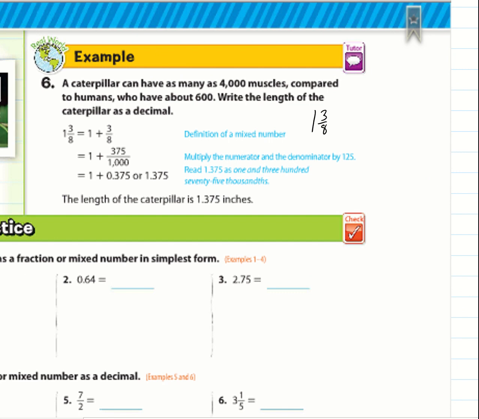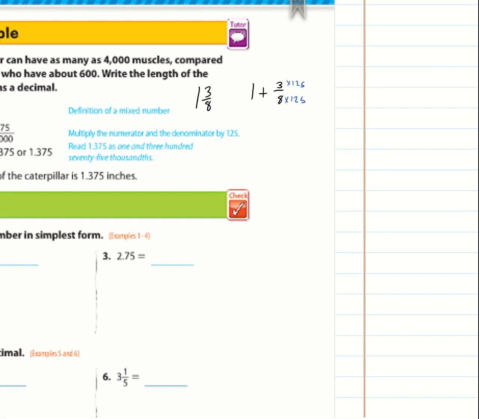What we can do is split up the whole number and the fraction, so 1 plus 3/8. I'm going to change 8. Well, we cannot simplify, so what they had to do was multiply by 125 to get to my power of 10. I cannot change my denominator to 4, because my fraction's already simplified. So I have to change it to a power of 10 by multiplying both by 125.